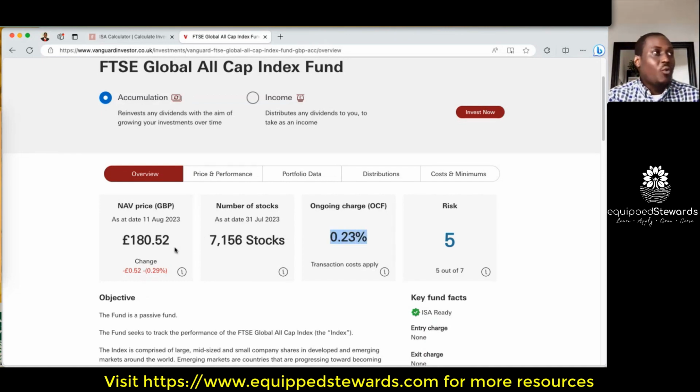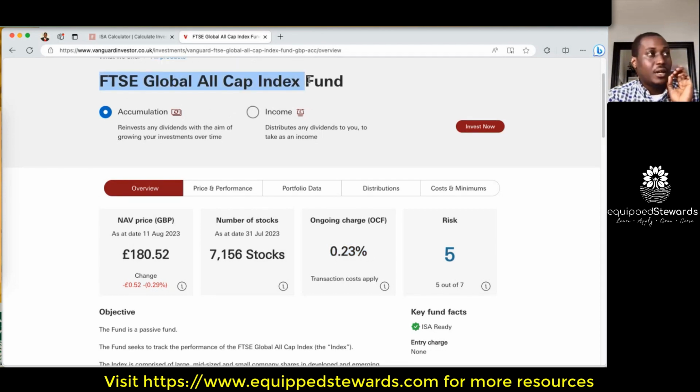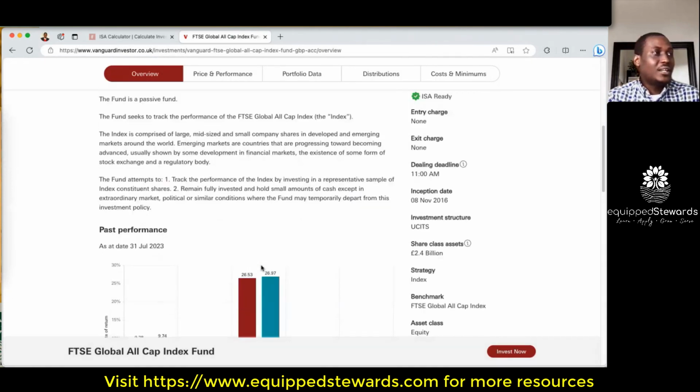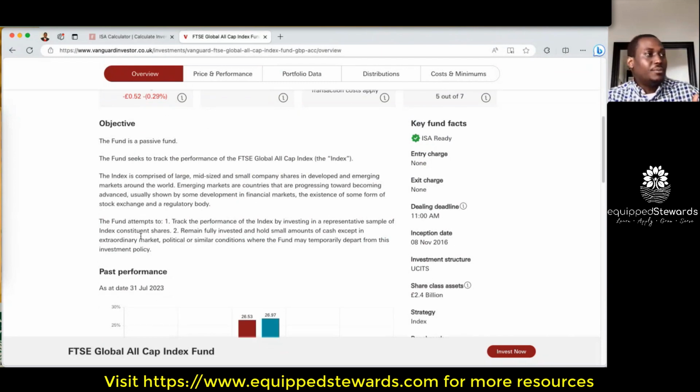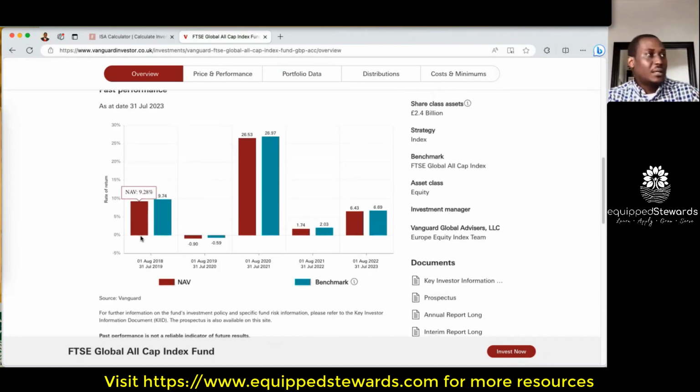So this will be considered very low. Now, if you buy 1 unit of this FTSE Global All Cap Index Fund, it will cost you £180.52. What this means is your £180.52 is buying 7,156 different stocks of different companies. If you are interested in this, you can come back later and read up on the objective, and then you can also look at the past performance.